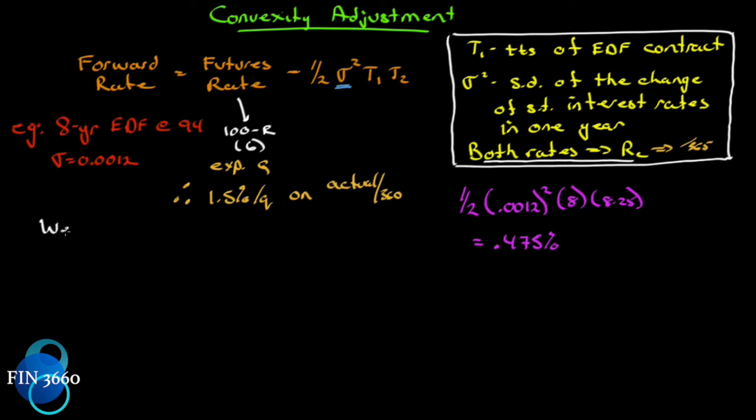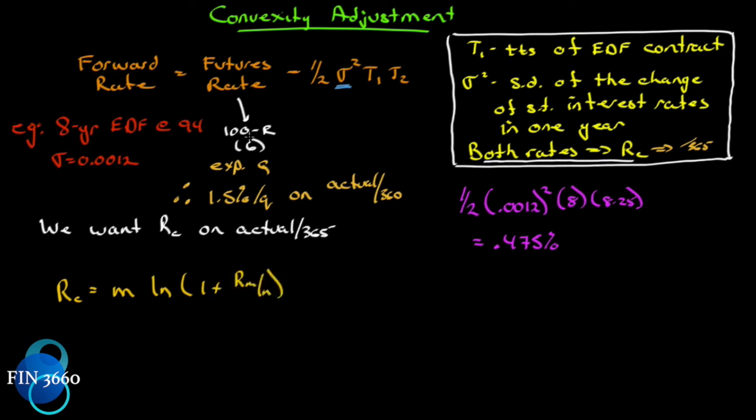So let's make a note: we want continuous compounding, RC, on actual 365. So let's just recall what our conversion formula was. RC, continuous compounding, equals M times the natural log of 1 plus Rm over N. Well, Rm over N, Rm is 6, N was the 4. We already know it's 1.5%. This is where it gets a little bit tricky on the M over here. You just have to understand we want the 365 over our 90, as opposed to 90 over 360, which is what a Eurodollar futures contract is. We need to turn it into 365.